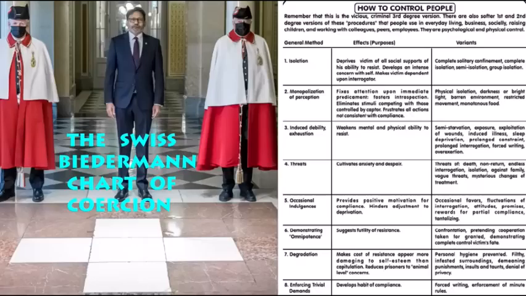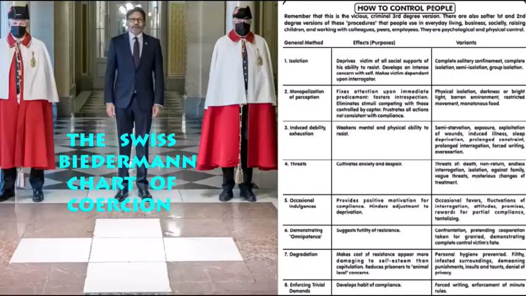So let's summarize the Biedermann chart of coercion. Here it says the Swiss Biedermann chart of coercion, because the name Biedermann is out of the Swiss German Biedermann. So, and let's summarize how they rule the entire world out of Pharaoh's base in the Alps. Here it says, how to control people. I hope you can read it. I'll read it for you.